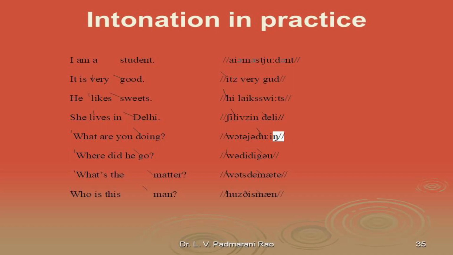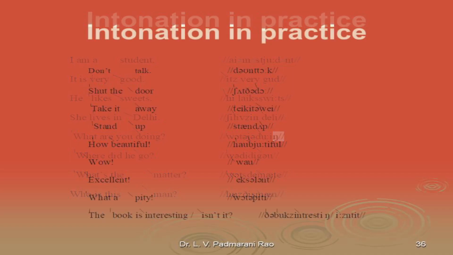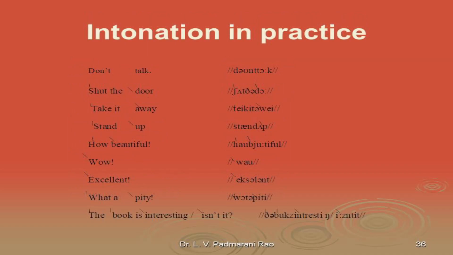You fall down. It's very good. He likes sweets. She lives in Delhi. What are you doing? Where did you go? What's the matter? WH type of examples. Don't talk. Command. Shut the door. Command. Take it away. Command.